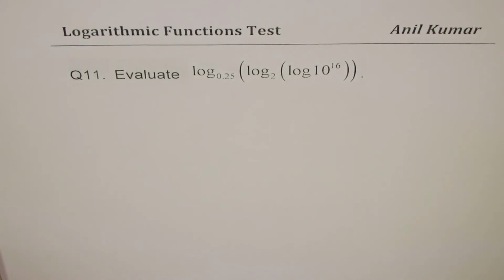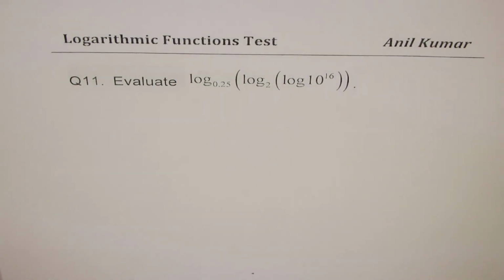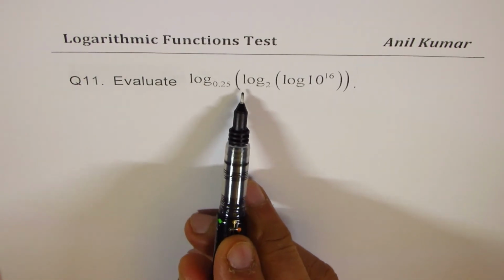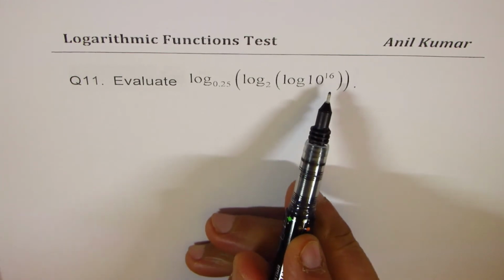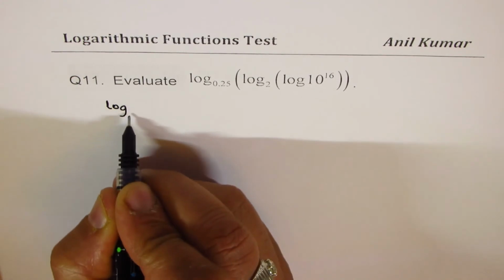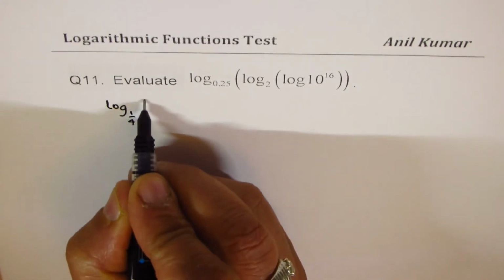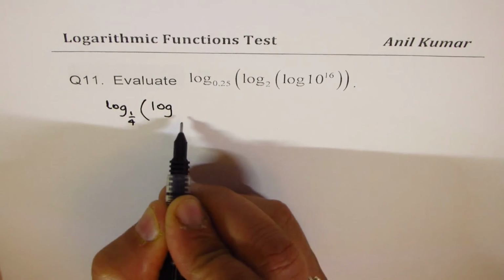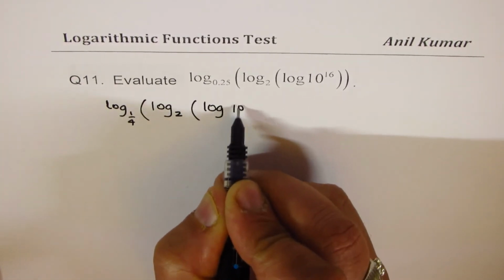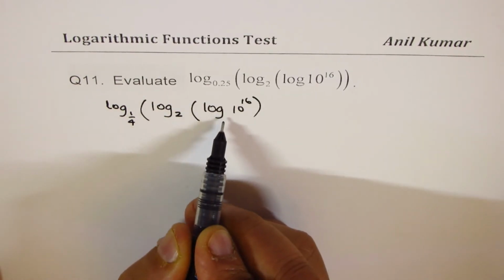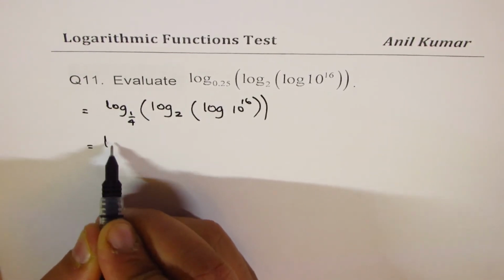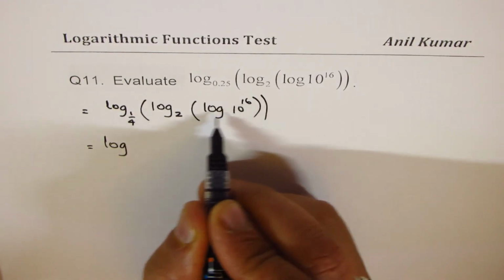Let's take question number 11. Evaluate log to the base 0.25 of log to the base 2 of log 10 to the power of 16. Let's rewrite the question. 0.25 is 1 over 4. And what we have here is log to the base 2 of log 10 to the power of 16. Now here the base is 10, right? So the inside part of this expression can be written as 16 using the power rule.